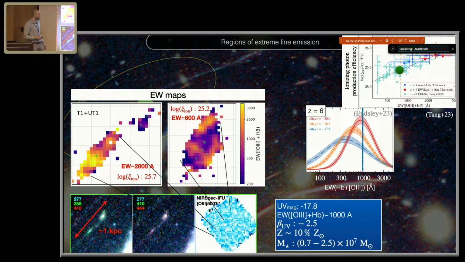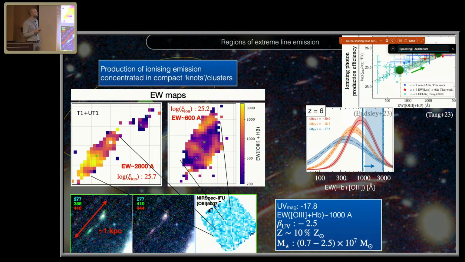But if we zoom in, here I'm showing a map of the equivalent width for these sources, we see that there's a subregion which has equivalent width up to 3,000, so very high. Another one has much lower equivalent width, but we see also pockets of large line emission, which are the orange parts here. And so what we conclude is that possibly the production of ionizing emission comes from compact knots that are consistent with the position and the sizes of the single clusters we see.